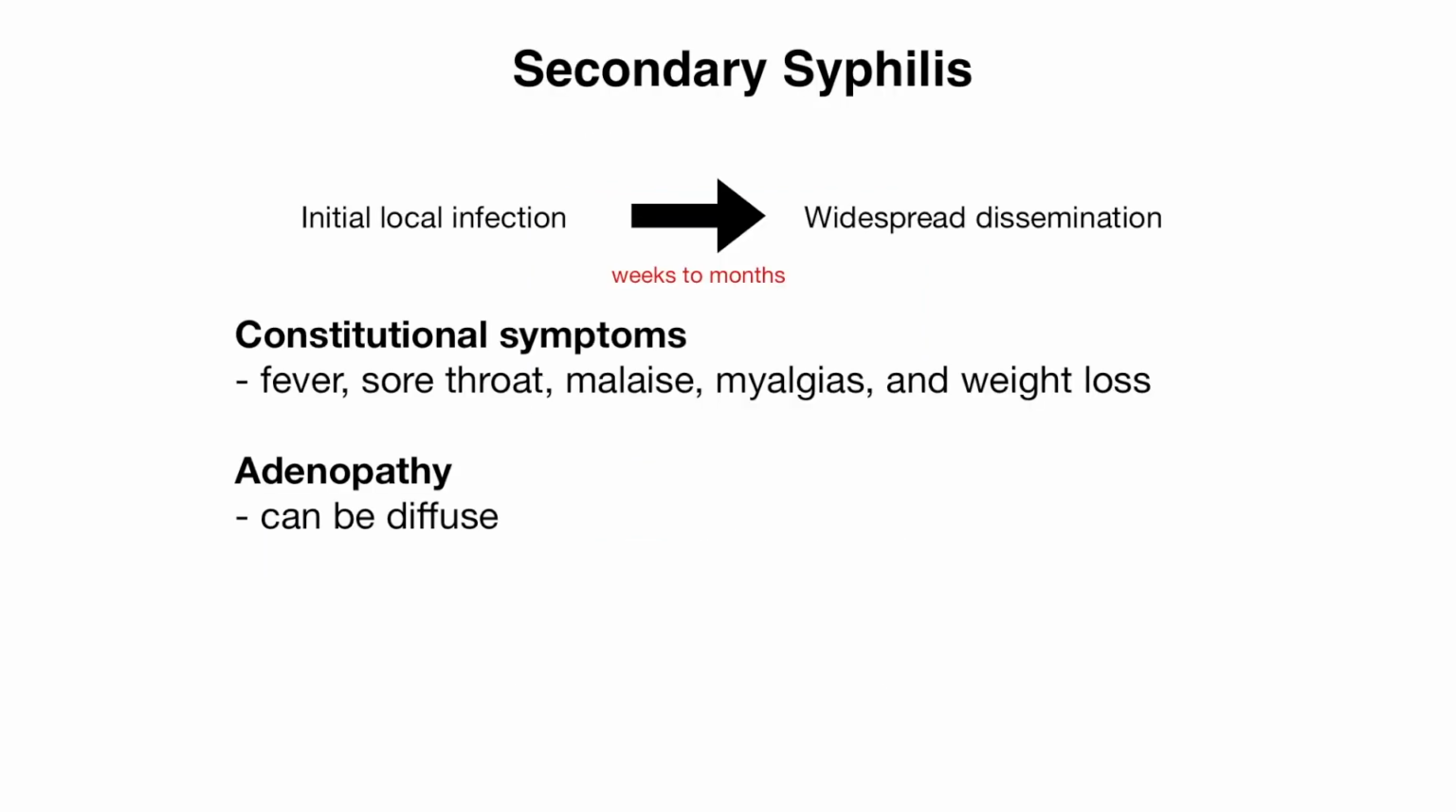Now, when we get into secondary syphilis, this is when your initial local infection becomes widespread dissemination, and this usually occurs over weeks to months. Patients can have some vague constitutional symptoms like a fever, sore throat, malaise, which is extreme fatigue, myalgias or muscle pain, and weight loss. They can also have lymphadenopathy, which we also saw with primary syphilis, but this time it can be much more diffuse, so in the cervical region and elsewhere.